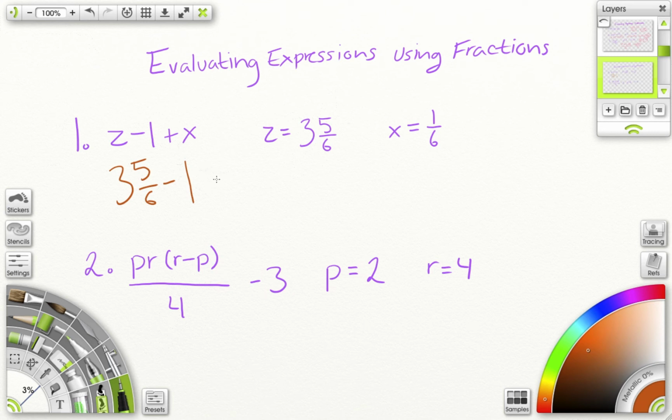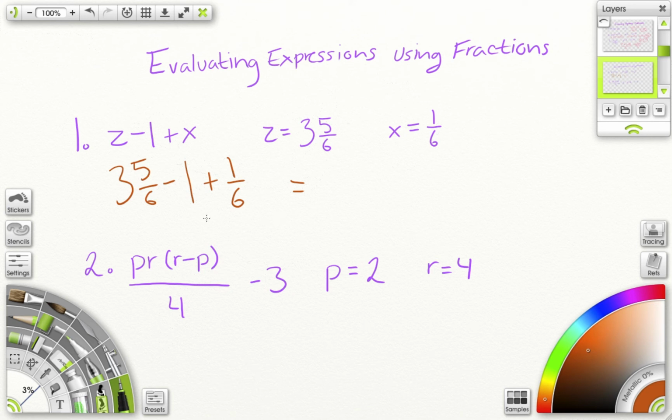So I have 3 wholes and 5/6 minus 1 whole plus 1/6, because x is equal to 1/6. So to do this, I do order of operations. I don't have any multiplication, division, brackets, exponents, nothing. All I have is subtraction and addition. So I can do this just left to right because it doesn't matter what order I do subtraction or addition in.